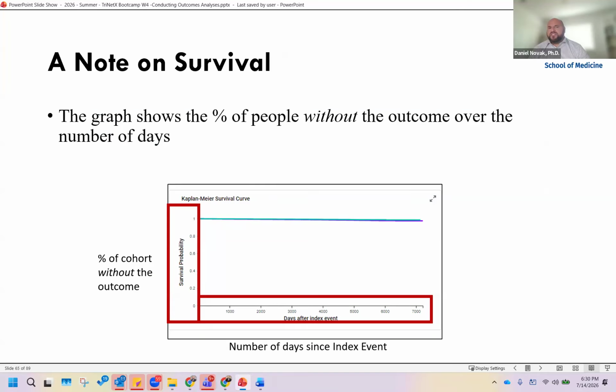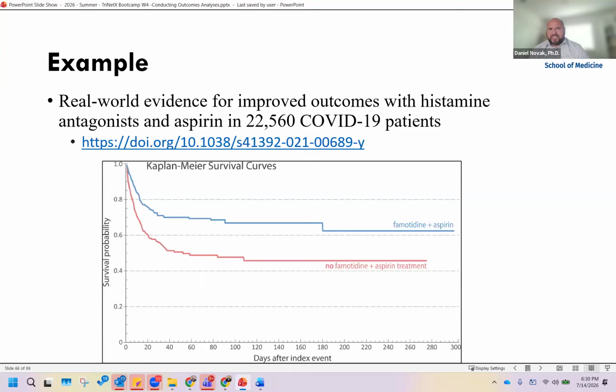The graph shows the percentage of people without the outcome over the number of days. And here's a real world example from a TriNetX study that looked at aspirin, histamine antagonists, and aspirin in COVID-19 patients. And you can see, as I was talking about earlier, the impact of the intervention was very strong up to about 100 days, right? 80, 90 days out from that initial study. And then you can see this flatten out.